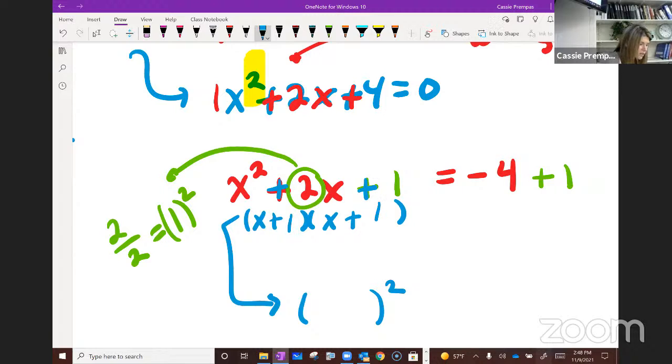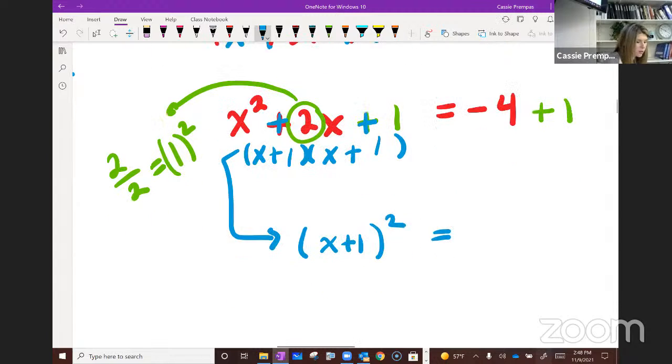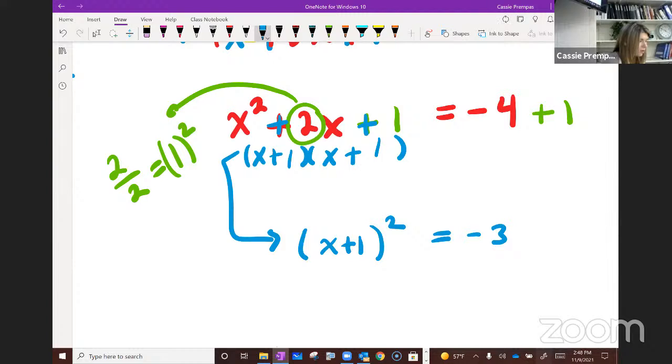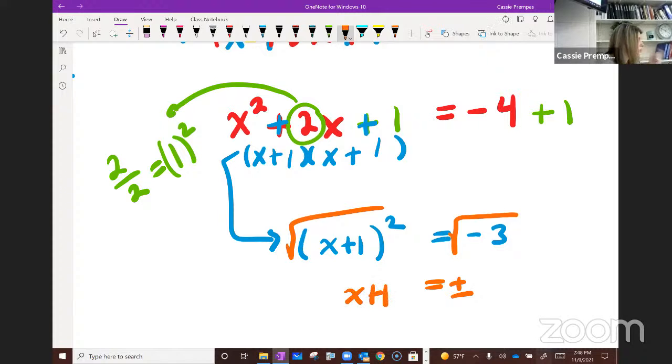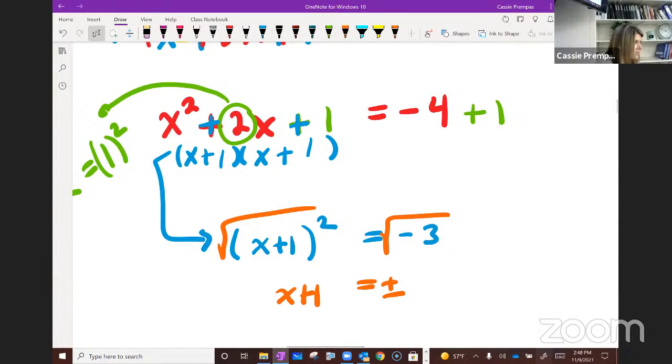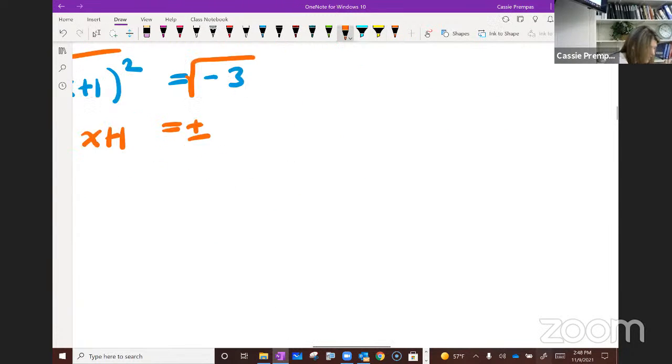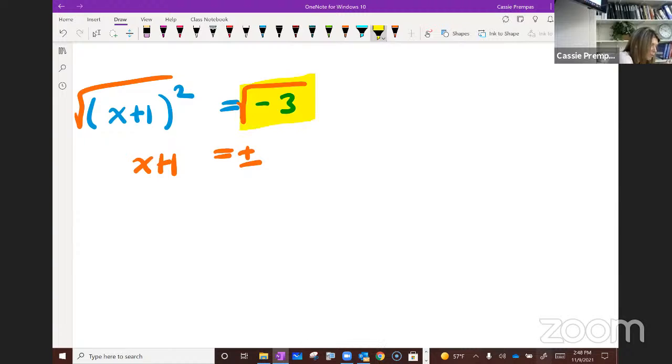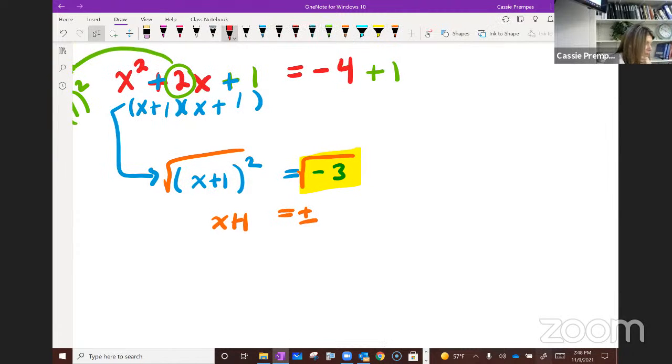And 1 and 1. So this factors down into x plus 1 squared equals, what's negative 4 plus 1? Negative 3. Now we can take the square root. What undoes a square? Square root. What do I have to keep in mind when taking a square root? Plus or minus. And in the past, you might have said no real solution, but now you know what type of solution this is. It's an imaginary solution, and you should know how to simplify square root of -3. How do we simplify square root of -3? Nice. It's i root 3.